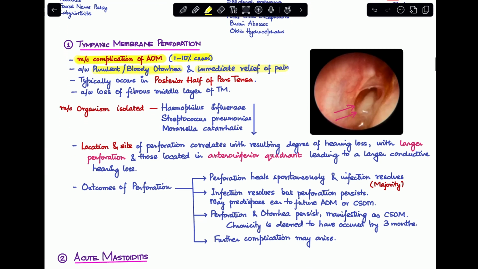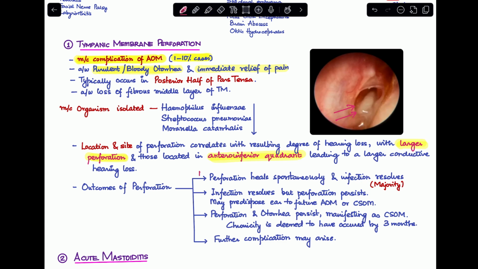Now, when a tympanic membrane perforation happens, the location and the site at which it has happened correlates with the resulting degree of hearing loss, with larger perforations and those located in the antero-inferior quadrant leading to a larger conductive hearing loss. Now, what are the possible outcomes it can end up in?